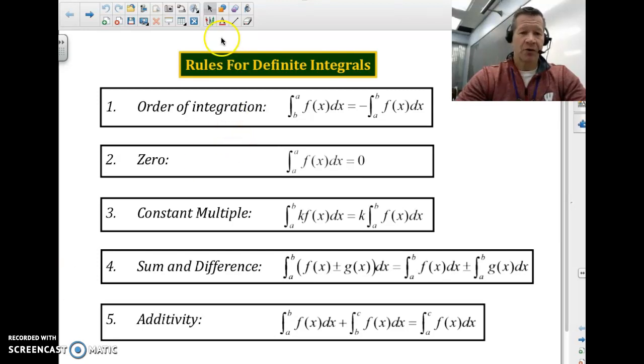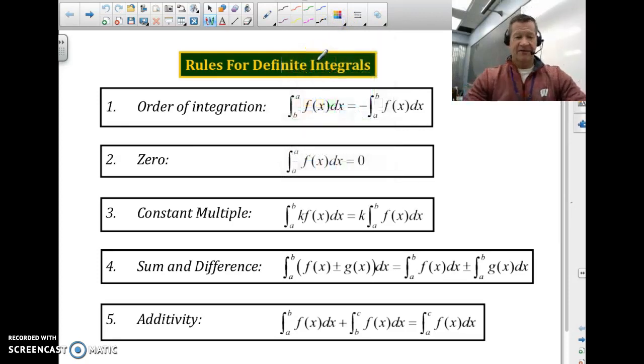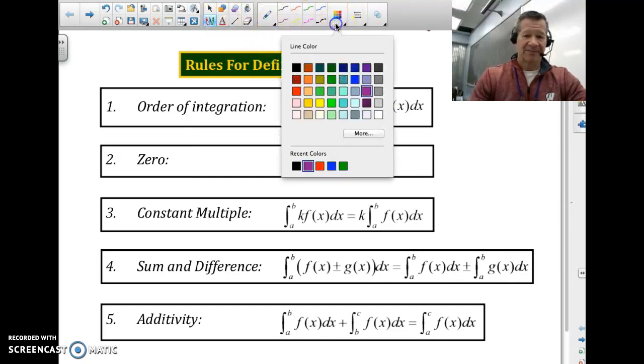So let's start out. Order of integration. The first rule states that if we have an interval from b to a, the integral from b to a of f of x dx will be the opposite of the integral from a to b of f of x dx. So we just changed the order of integration from a to b to b to a, and when you do that, it becomes the opposite. And we'll go through examples and explain why that is and all that kind of thing.